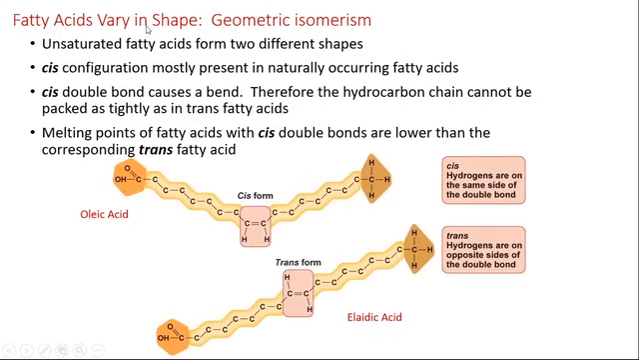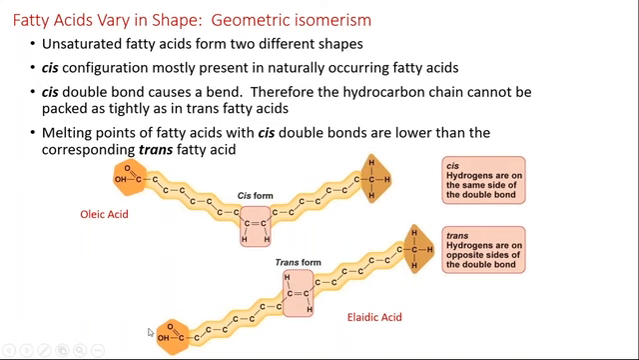Now, fatty acids vary in shape also, not only because of the size, but also depending on the double bond, that is the configuration of the double bond. A double bond configuration can be cis when all the atoms are on the same side of the double bond. When they are on the opposite side of the double bond, it is known as a trans double bond. So you have a cis double bond and you have a trans double bond.